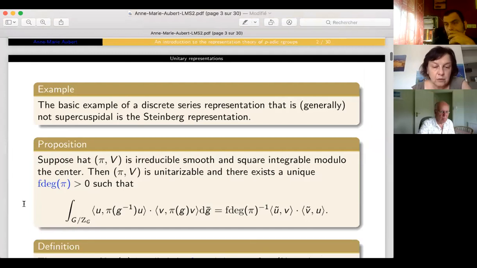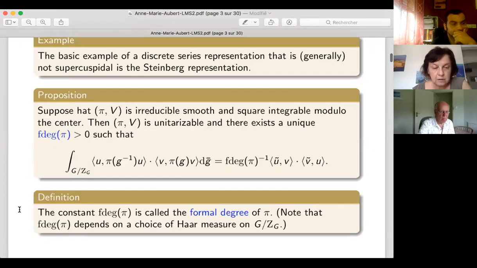Now, when we have an irreducible square integrable modulo center representation, we can attach to it its formal degree, which is the unique positive real number such that when we integrate over G mod its center the product of the following matrix coefficients, we get the product of elements in the vector space up to some terms, which is the inverse of the formal degree. But the definition depends, of course, on a choice of a Haar measure on G mod its center.